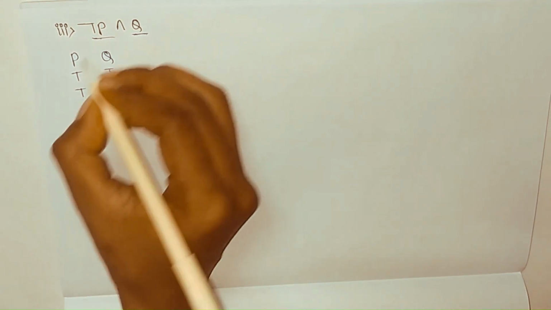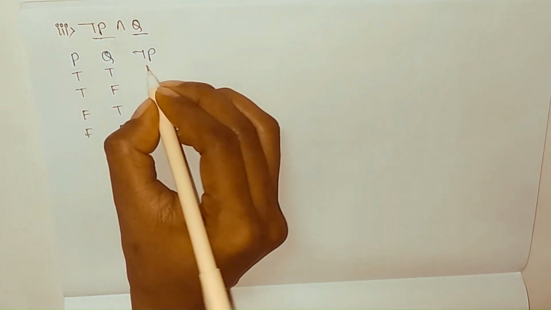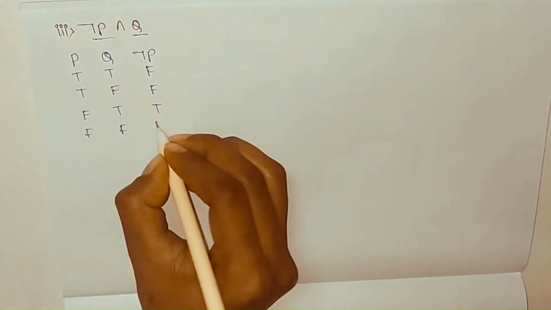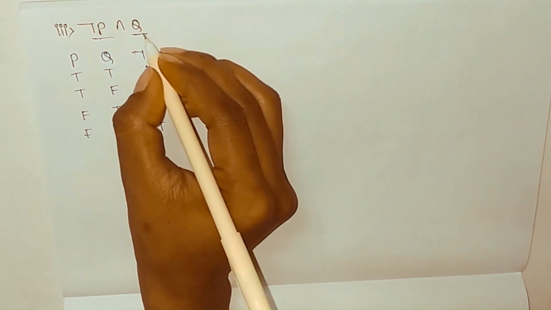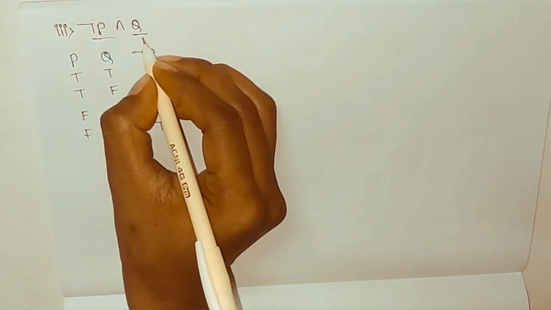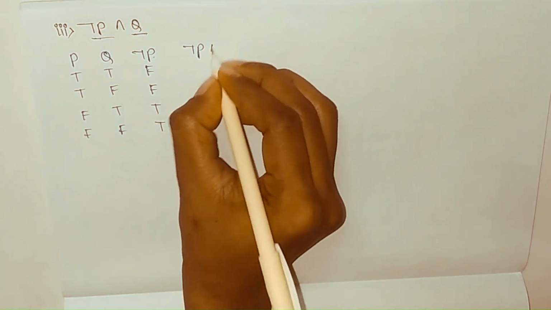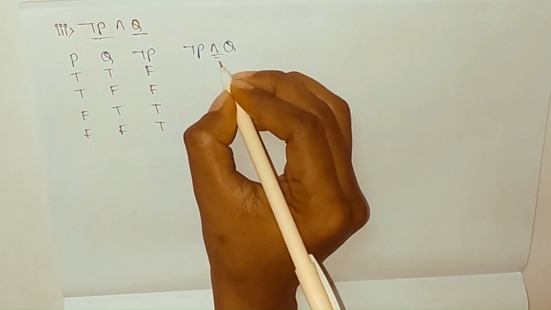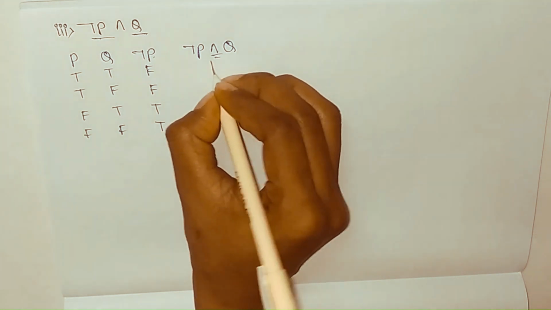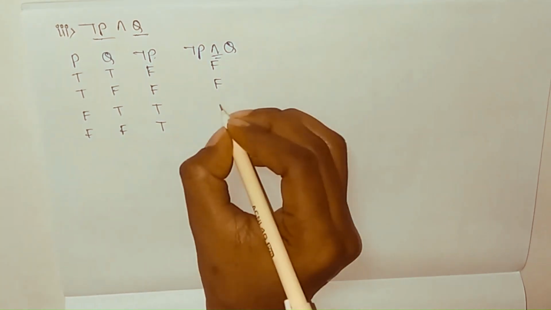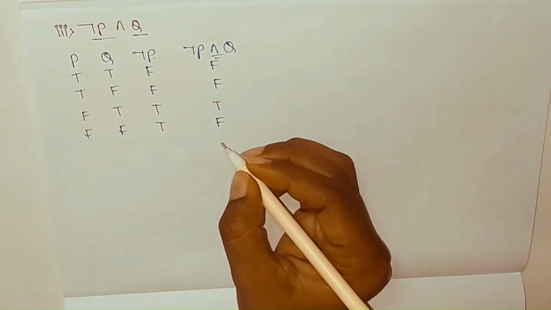Here we are applying negation to P. Negation of P. So if true, then it becomes false. If false, then it becomes true. And here we don't apply negation to Q. Here the question is negation P and Q. So negation P and Q. And operation is nothing but if both are true, then only it returns true. If anyone is false, then it returns false. If both are true, then only it returns true. If anyone is true, false.